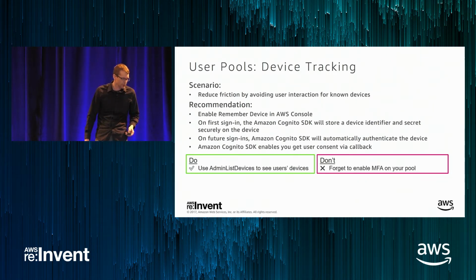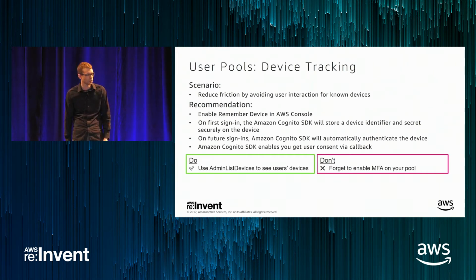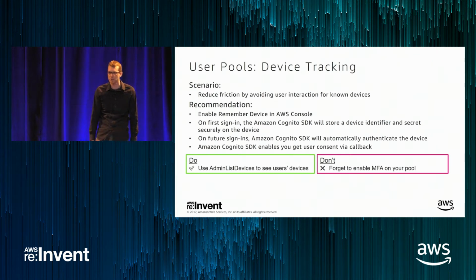Next scenario is device tracking. So let's say that you want to enable MFA, but if a user is using a device that they've previously used, you don't want to prompt them for that second factor. So to do that, you go ahead and you enable device tracking, remember device in the console. On the first sign in, our SDKs will go ahead and create an identifier and secret and store it securely on the device. And with subsequent logins, we will use that secret to authenticate the device. And via the SDK, we have a callback that allows you to get consent from your user if you want to involve them in the process.